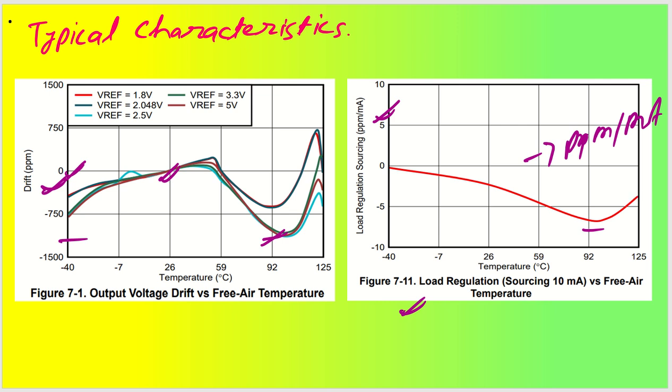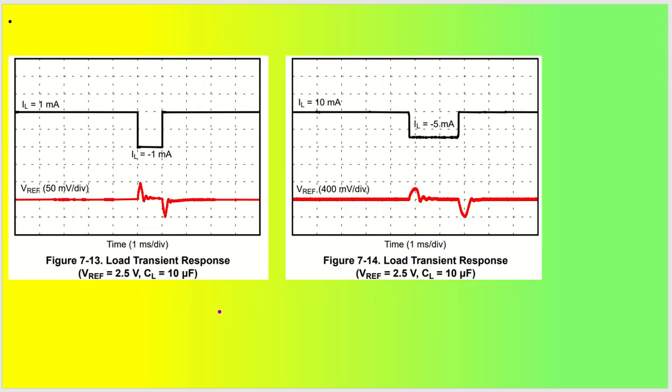Okay, coming back to the load transient response. What happens in load transient response is, let's say you have a load of 1 milliampere and we have a reference of this much voltage. As my load suddenly increases or decreases, there is a glitch, a sharp transient in your reference voltage. Since it is 50 millivolt per division, it is just around 50 millivolt plus minus.